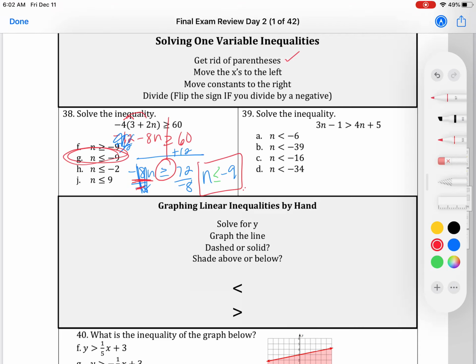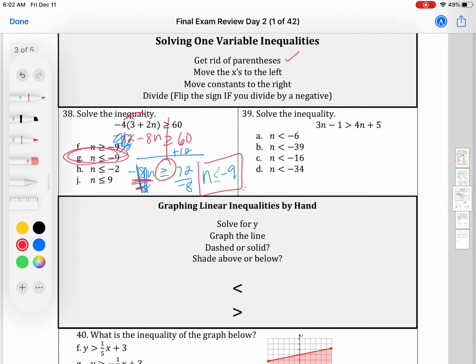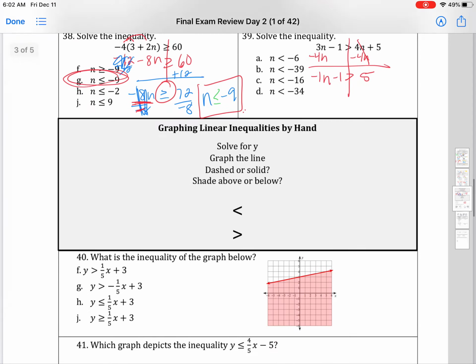I want you to try this next one. I'm going to get you to right here. When we solve for a letter, we need the letters on the left. So I'm going to subtract 4n and subtract 4n. 3 n's minus 4 n's is -1 n. Minus 1 is greater than 5. When you're ready, go ahead and try to finish that to the next step. All the way to pick your answer.